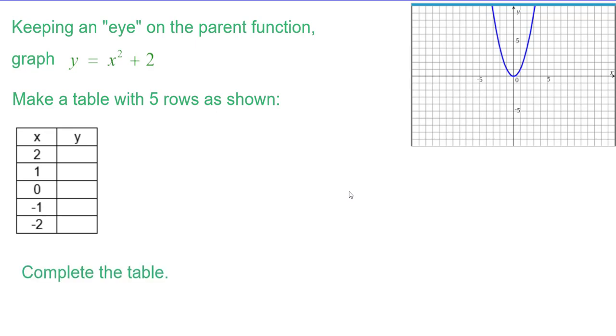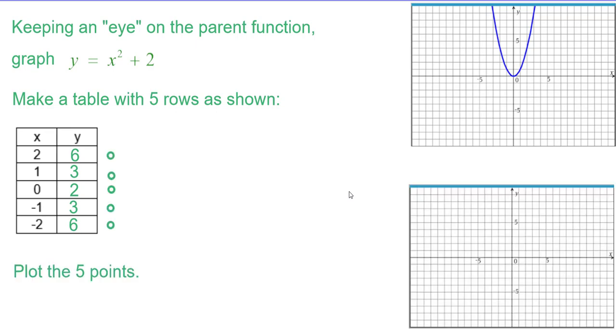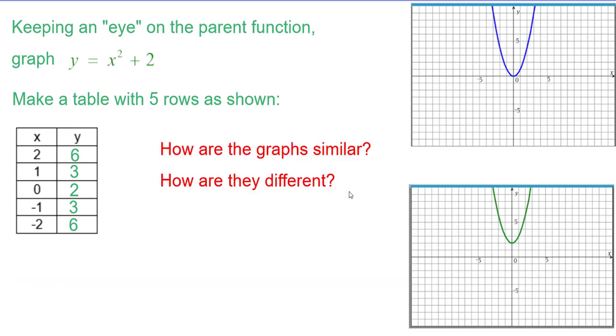So completing the table, again, 2 squared is 4 plus 2 is 6, 1 plus 2 is 3, 0 plus 2, 1 plus 2, and 4 plus 2. And as we did before, we're going to plot those 5 points all at one time and connect the points and get another beautiful parabola.